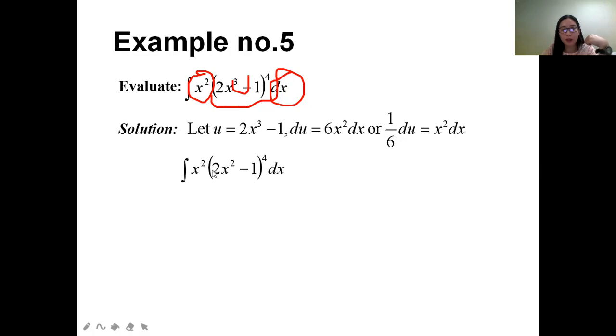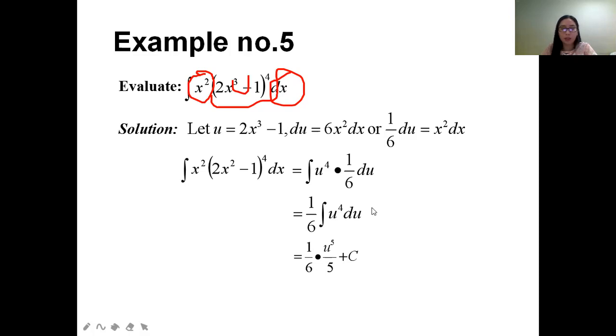So the integral of x squared times the quantity of 2x cubed minus 1 to the power of 4 dx is equal to the integral of u to the 4th power times the value of x squared dx, which is 1/6 du. Let's simplify by taking out the coefficient 1/6. So we have 1/6 integral of u to the 4th power du. Performing the power rule for integration, we have 1/6 times u to the 4 plus 1 over 4 plus 1, so u to the 5th power over 5 plus C.